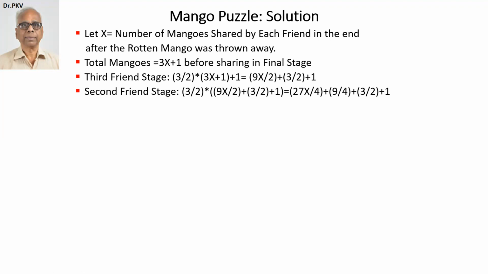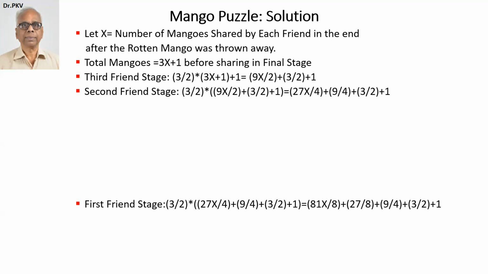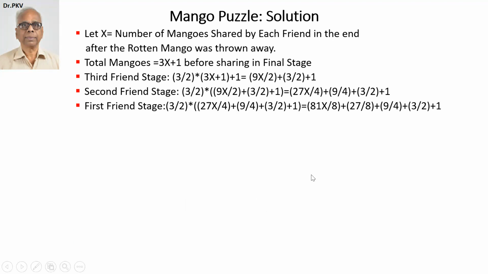Now let's move to the second stage, from the second stage to the first stage. At the first friend's stage, this expression here must be first multiplied by 3 by 2, then add 1, which is the one mango the first friend ate before stealing 1/3. Therefore, I multiply this expression by 3 by 2 and then add 1 as before.